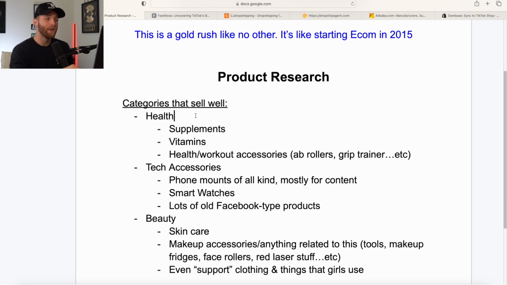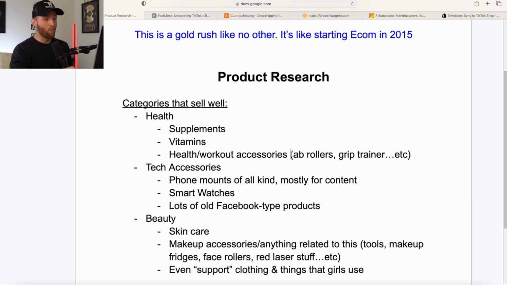Categories that sell well. Health. This can be supplements, vitamins, health and workout accessories. There's people doing a lot of ab rollers. There's this guy who every day for hours, he live streams himself doing this ab wheel. Insane. This dude's shredded, but a lot of work for the money he's making, but he's making it. So that's cool. Grip strength trainer, little spring thing that you squeeze, stuff like that.